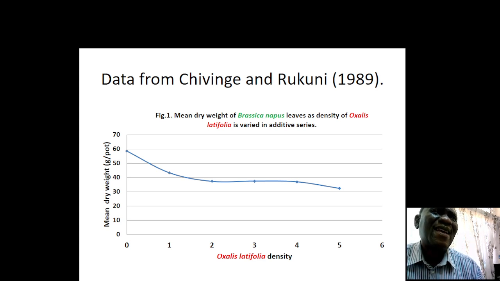This was Oxalis latifolia density in Brassica napus. You can see that kind of relationship. Of course, at around one plant of Oxalis latifolia, there's not much damage.